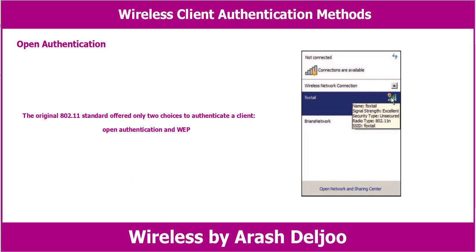First, let me explain about open authentication. The original 802.11 standard offered only two choices to authenticate a client: open authentication and WEP. In this video, first I'm going to explain about open authentication. After that, we can talk about WEP. About open authentication, actually, open authentication is true to its name.